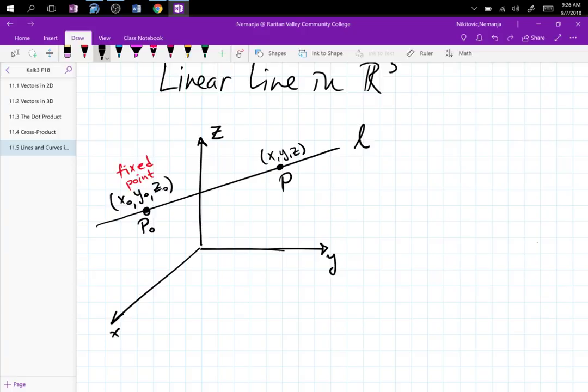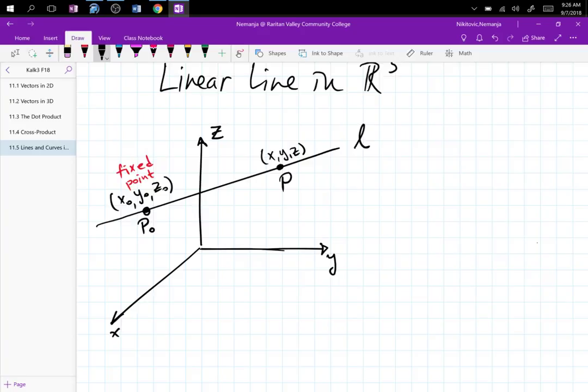Point P0 is the fixed point. That's the point that you are going to get, a point like 2, -1, and 7, right? So if I say find the line going through 2, -1, 7, then 2, -1, 7 is this one, the fixed point. Point P will always have x, y, and z, and that's all of the other points on the line.